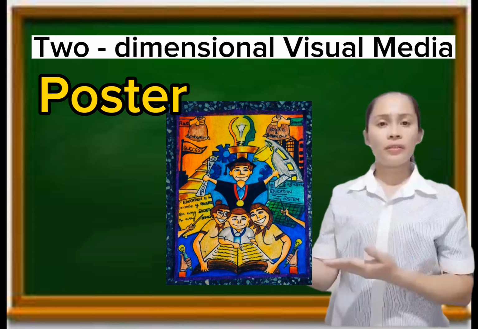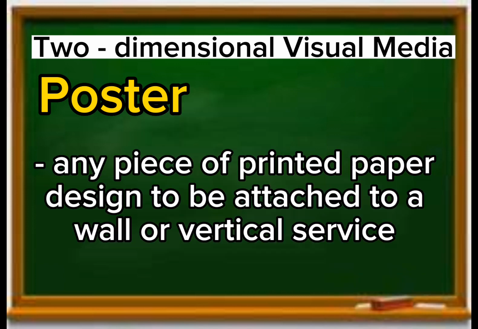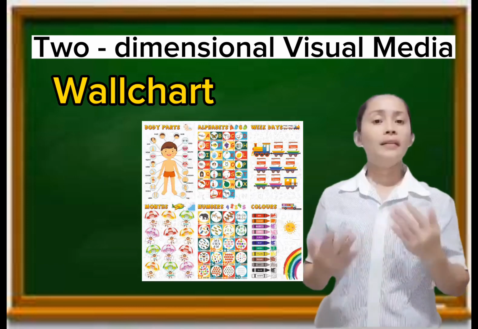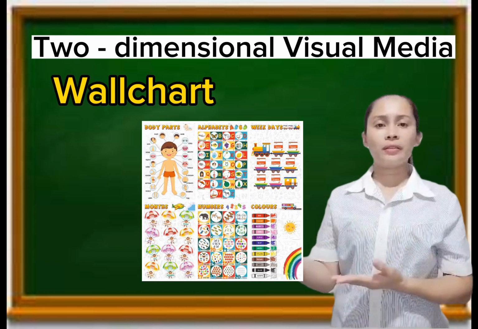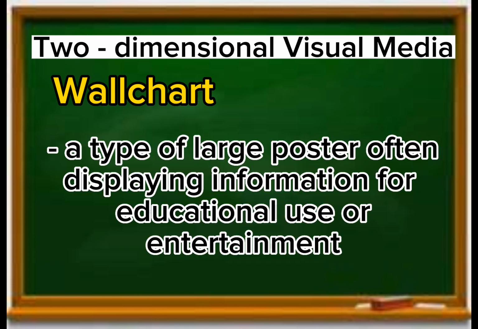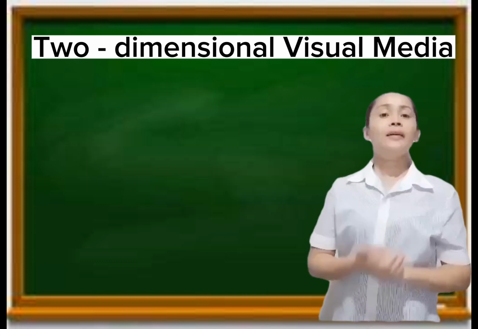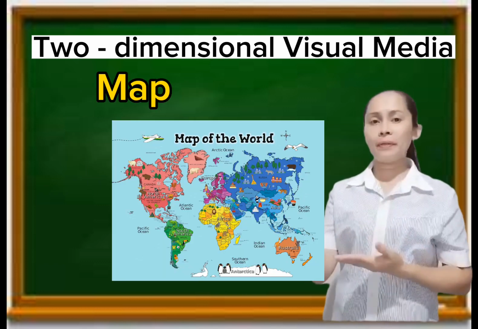A poster. It is any piece of printed paper designed to be attached to a wall or vertical surface. Posters are designed to be both eye-catching and convey information. Next is wall chart. A type of large poster often displaying information for educational use or entertainment. Then we have a map.